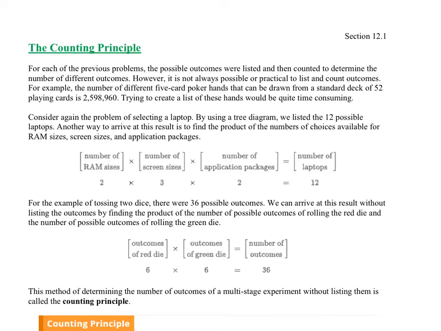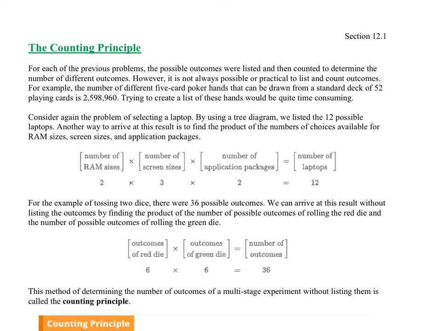can occur. So go back to that tree that we created about the computer. We had 2 choices for the RAM size, 3 choices for the screen, and 2 different application packages. Once we did out the tree, we determined that there were 12 total things. So is there an easier way to determine the number 12 without having to draw that tree every time? And the answer is yes, the fundamental counting principle.